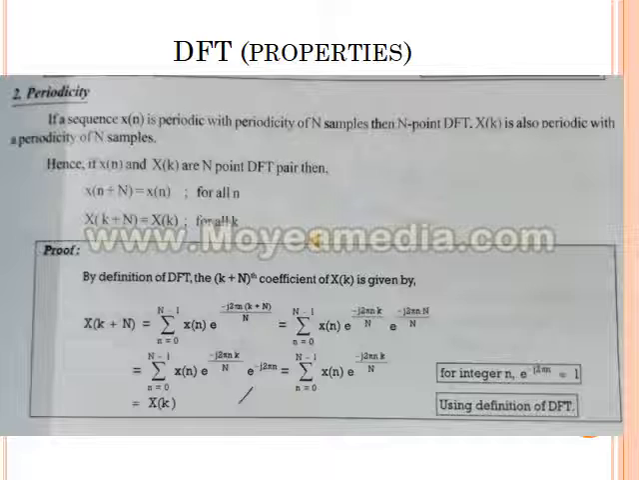So what we get is the summation n equal to 0 to N minus 1 of x[n] e raised to the power minus j 2 pi nk by N. So this is nothing but X[k]. This is the periodicity property, which says that X[k plus N] should be equal to X[k]. The signal is periodic if and only if X[k plus N] is equal to X[k]. Hence the signal is periodic.